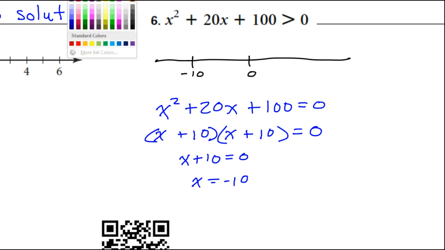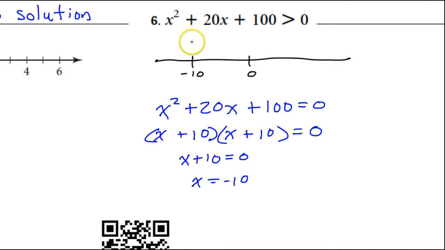And so I'm going to go ahead and put -10. I'm going to put an open circle at -10. I'm putting an open circle because the solutions to this inequality will be the places where the function is greater than 0. -10 is a place where the function is equal to 0, not greater than 0. So this endpoint is not to be included as part of the solution set.